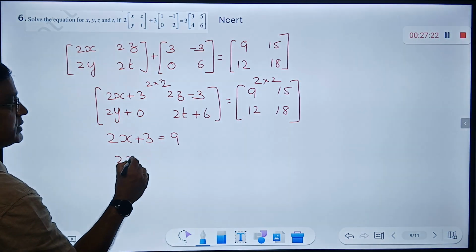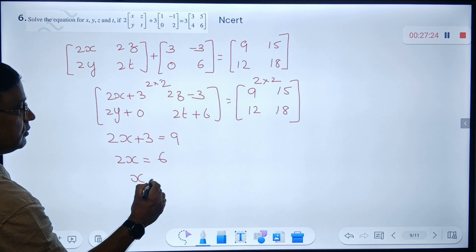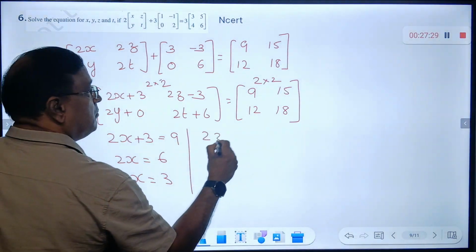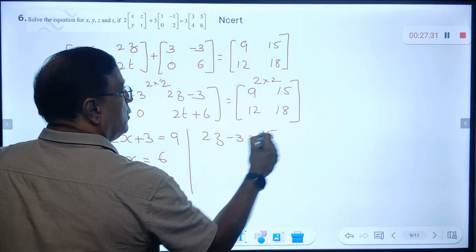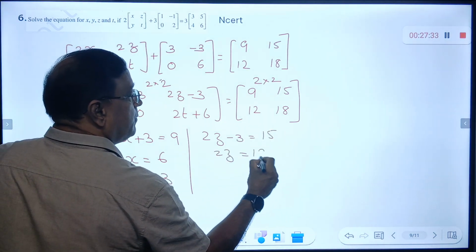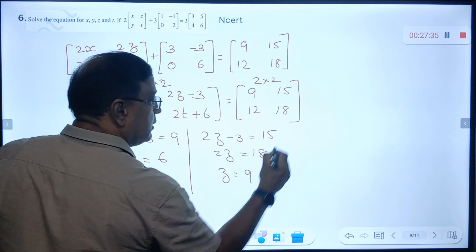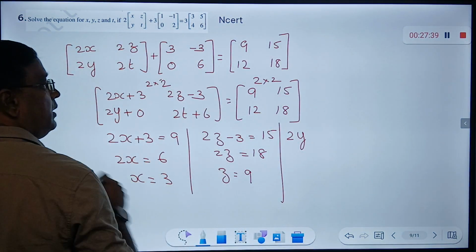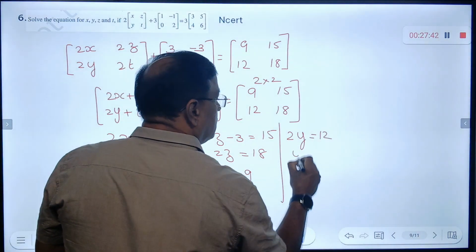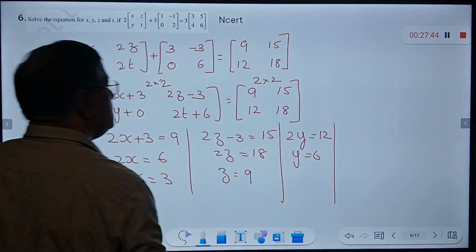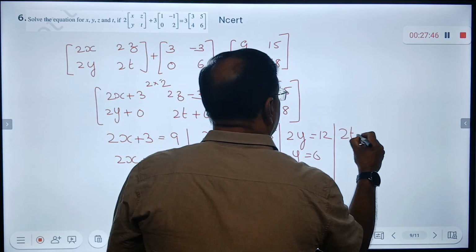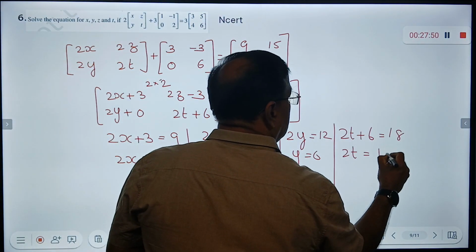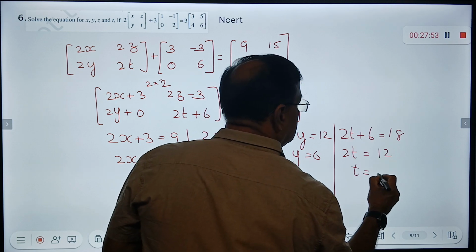So from this you get 2x is equal to 6, so x is equal to 3. Next, 2z minus 3 equal to 15, 2z equal to 18. So what is z equal to? 9. Then 2y plus 0 is 2y, 2y equal to 12, so y equal to 6. And finally 2t plus 6 is equal to 18, 2t equal to 12 and t equal to 6.